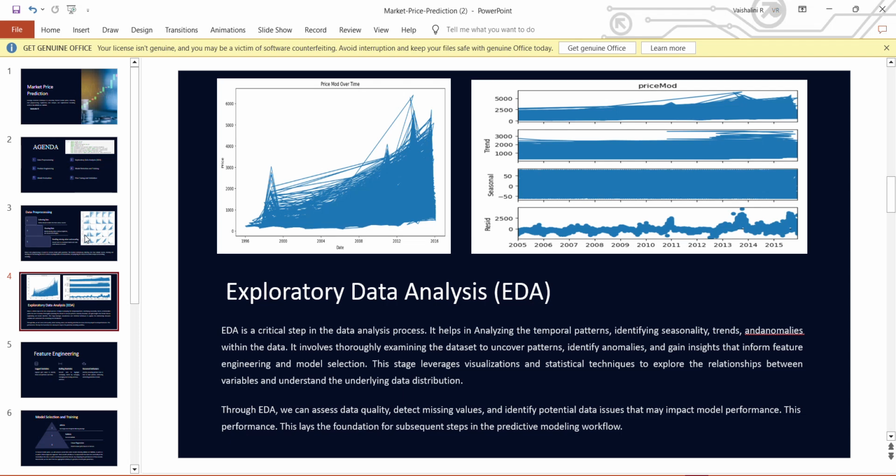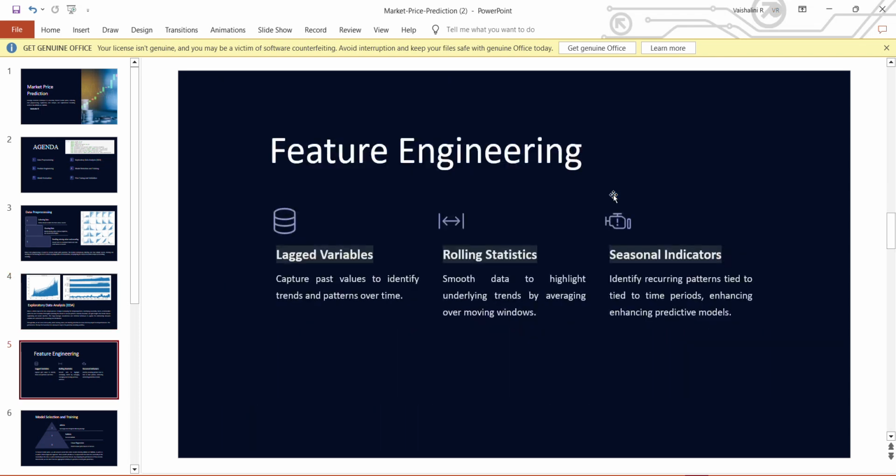And the second process is exploratory data analysis. We visualize the data to understand its distribution and relationships. This is the first graph. We plotted the price mod column over time to identify trends and patterns. And the second graph, we decompose the time series data into trend, seasonal, and residual components to understand underlying patterns.